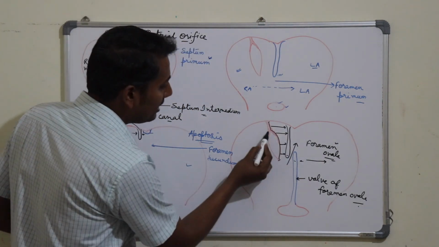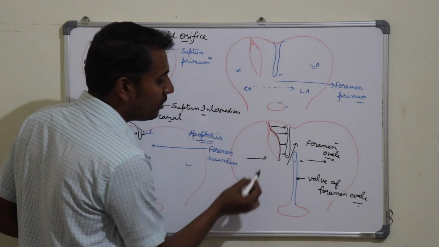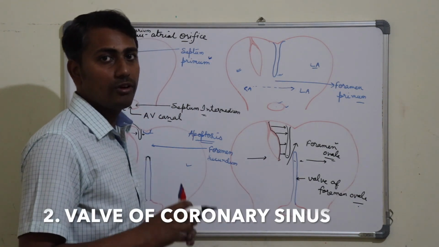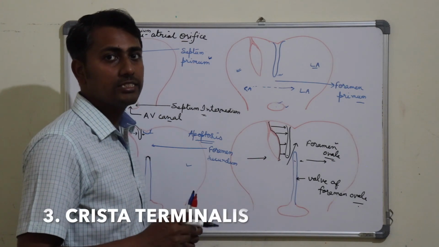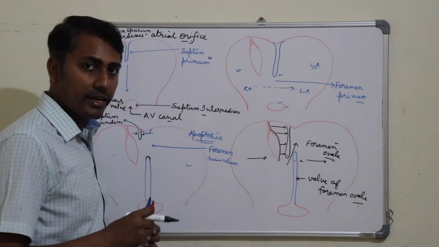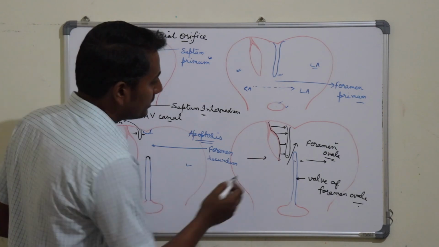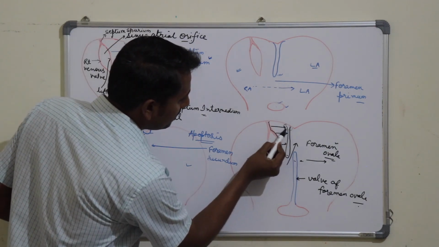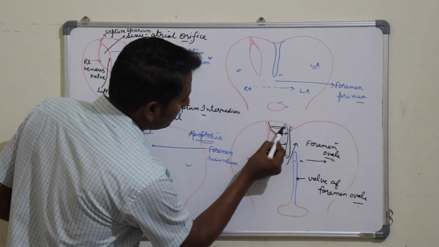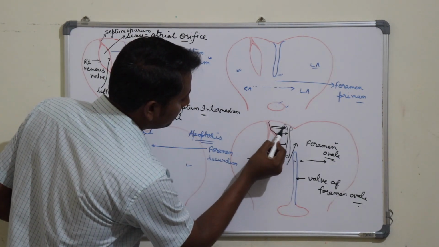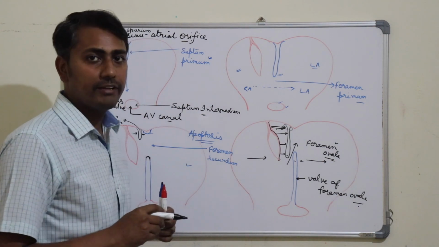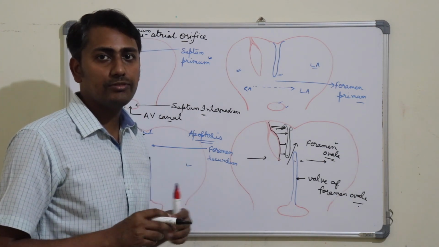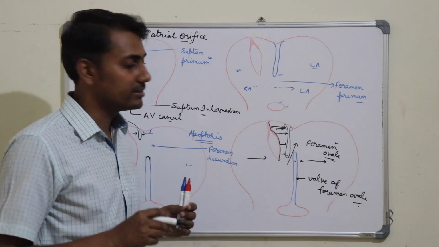Okay, and the right venous wall will form the valve of the inferior vena cava, valve of the coronary sinus, and the crista terminalis. So here we can also see that the upper part of the interatrial septum is also contributed by the septum spurium. This knowledge is very important to know the embryological basis of the sinus venosus type of atrial septal defect.